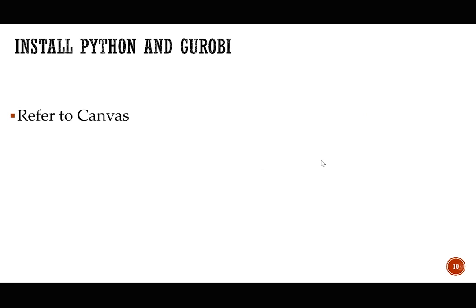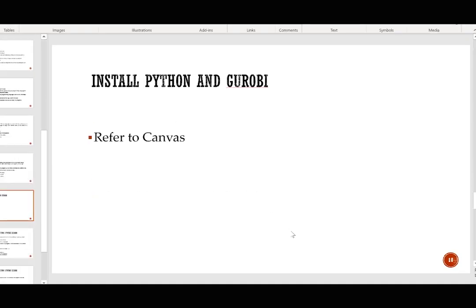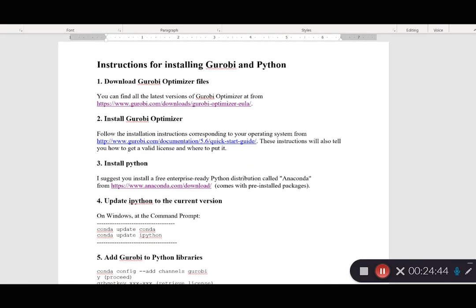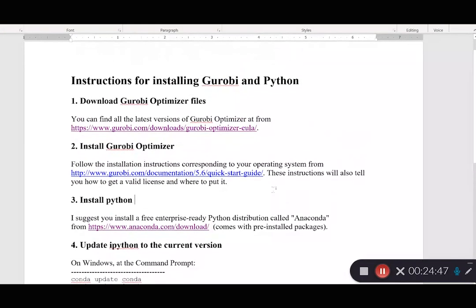There is a one-pager that I have uploaded to Canvas providing you with instructions to install Python and Gurobi, because Gurobi is like a library that should be linked to Python. This is the one-pager I was referring to. Instructions for installing Gurobi and Python. So here is the link.